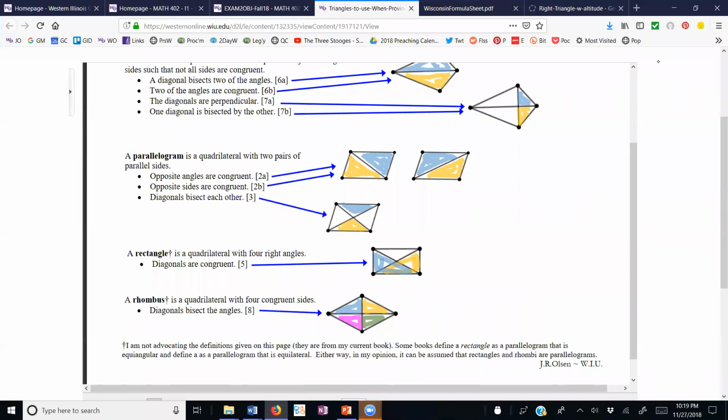Looking at the property of the rectangle, that the diagonals are congruent, now the blue triangle is congruent to the gold triangle. But in order to get the blue triangle to match up with the gold triangle, we're going to have to do a reflection.